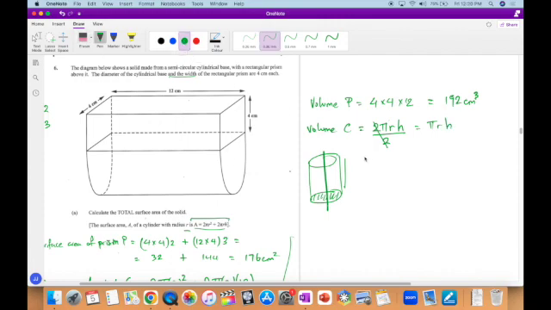And so the volume of this will be pi times 2 times 12. 12 2's are 24 pi. So therefore the total volume will be 192 plus 24 pi. This is actually a more exact answer. You can leave it like that, or if you want, you could use pi as 3.14.